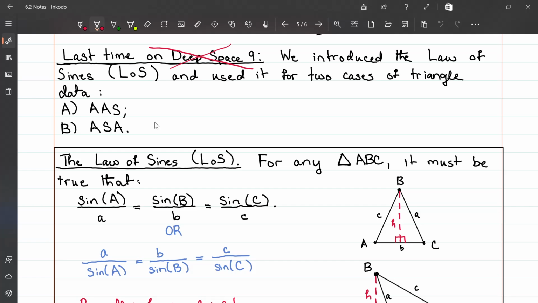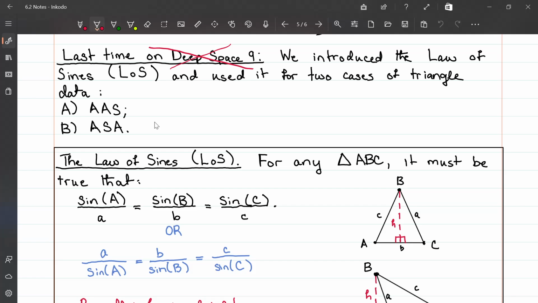It can be any of those three types of data, but as long as we're given one of those three types of data about a supposed triangle, then we are able to use the law of sines fruitfully to get more information about the triangle and solve the problem or solve the whole triangle.